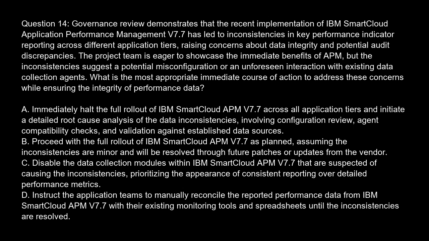Option C. Disable the data collection modules within IBM SmartCloud APM v7 that are suspected of causing the inconsistencies, prioritizing the appearance of consistent reporting over detailed performance metrics. Option D. Instruct the application teams to manually reconcile the reported performance data from IBM SmartCloud APM v7 with their existing monitoring tools and spreadsheets until the inconsistencies are resolved.